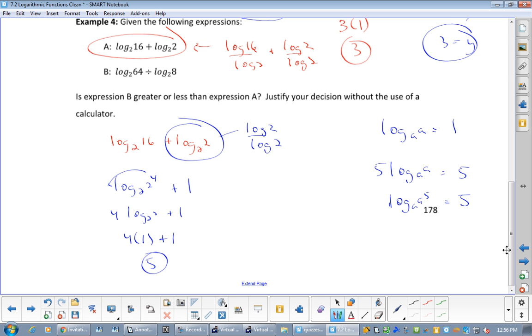So anyway, you need to have those rules written down. Log a to the a equals 1. As long as these two are the same, it equals 1. Now I want to show you another way to do these.